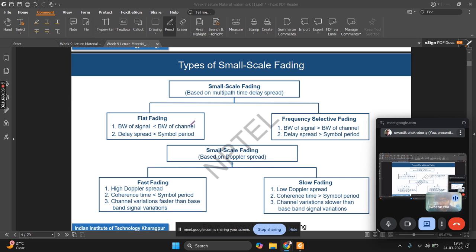If the bandwidth of the signal is less than the bandwidth of the channel and the delay spread is less than the symbol period, then you will have flat fading, because even if there is delay, the various versions of the symbol will come within the symbol duration only, before the symbol ends.